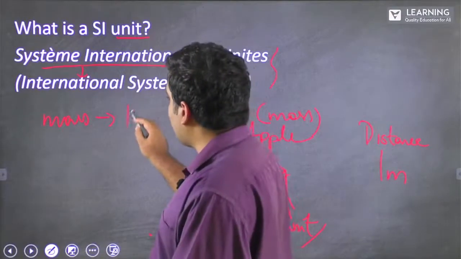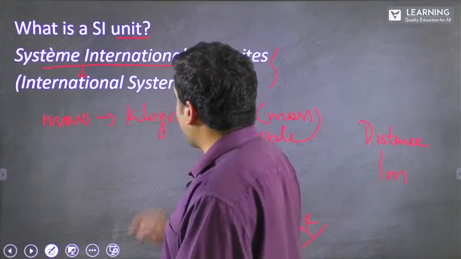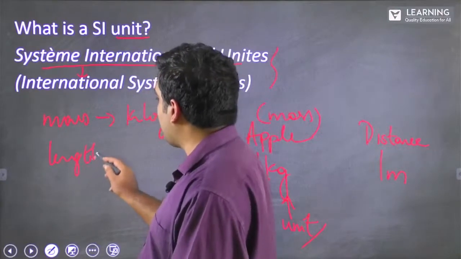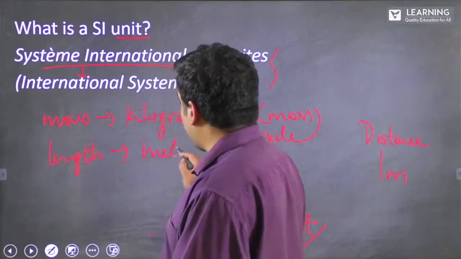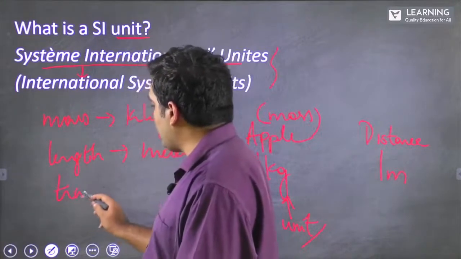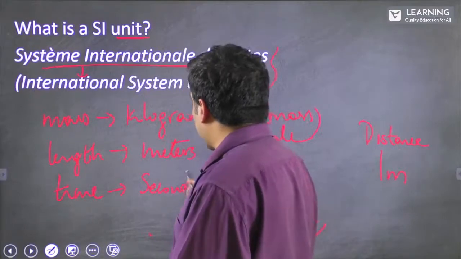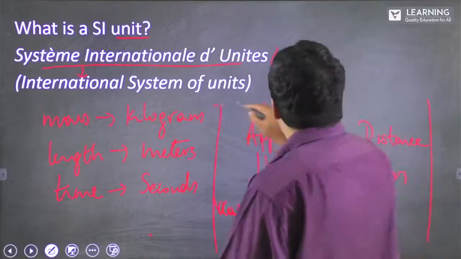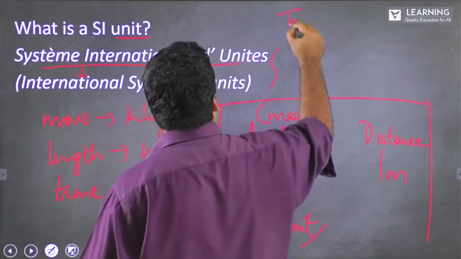So now we know for mass, the SI unit is kilogram. For length, the SI unit is meters. And for time, the SI unit is seconds. And similarly, we can also discuss what is the SI unit of temperature.